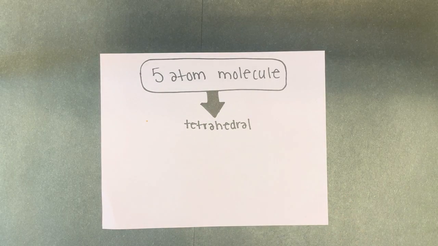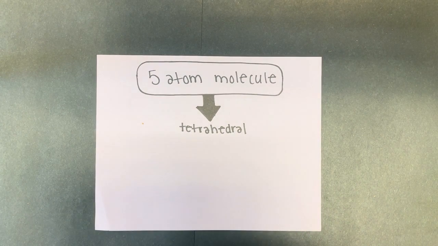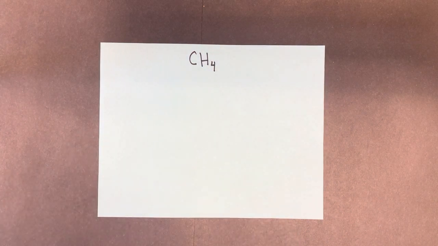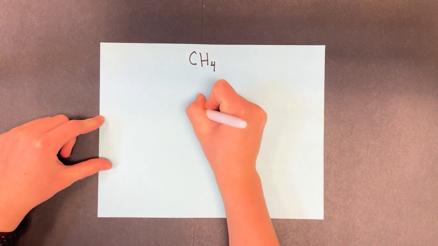Lastly, let's look at 5-atom molecules. Most of the time, these are called tetrahedrals. There are some exceptions, but we are not going to look at those today. Let's look at an example of a 5-atom molecule, CH4.